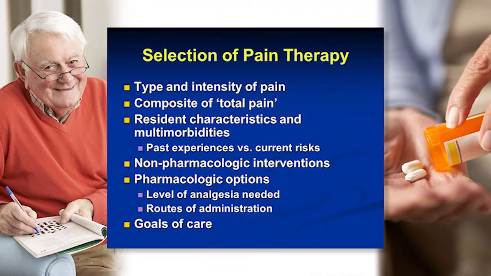The selection of pain therapy, again, is based on the type and the severity of the pain the individual's having. We also look at this kind of total composite of the pain. Is it just simply looking at the symptoms of pain themselves, or can we focus in on the actual changes in behaviors, the changes in activity levels, and maybe the final things that happen with everything else that's going on?